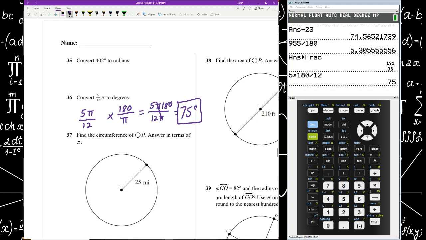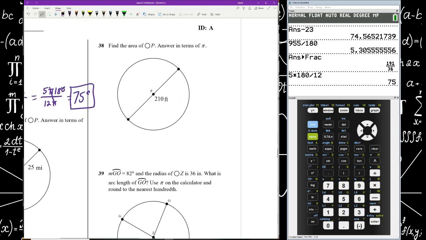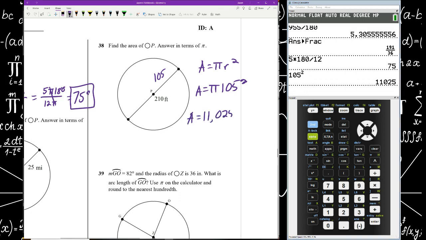Moving on, we're now going to look at number 38, where we're told to find the area of circle P. This is circle P. Area formula is pi r squared, so we need the radius. We don't have that. This is the diameter, divide by 2, 105. Area formula, pi times 105 squared. We go to our calculator, 105 squared ends up giving us 11,025. Put the pi back in our answer. Units were feet, so feet squared.